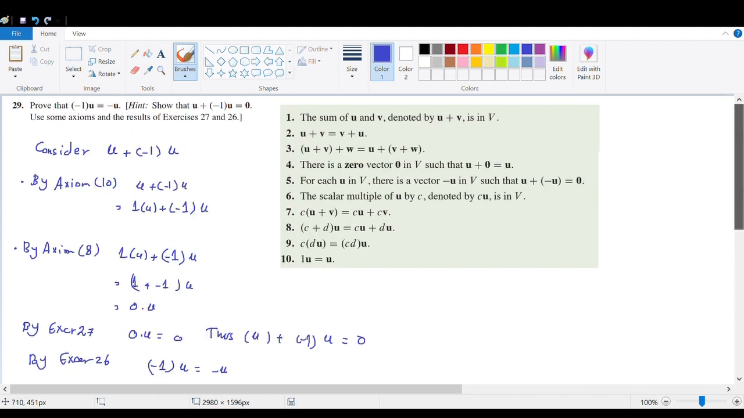So we prove here that we use first u plus minus 1 multiplied by u is equal to 0. We use axiom 10 and axiom 8. Then we use exercise 26 to show that minus 1 multiplied by u is equal to the negative u.